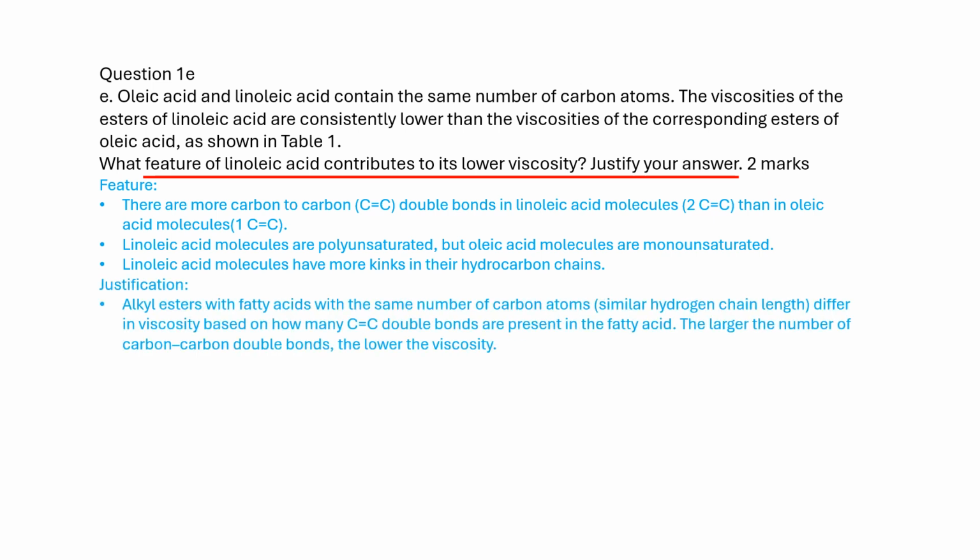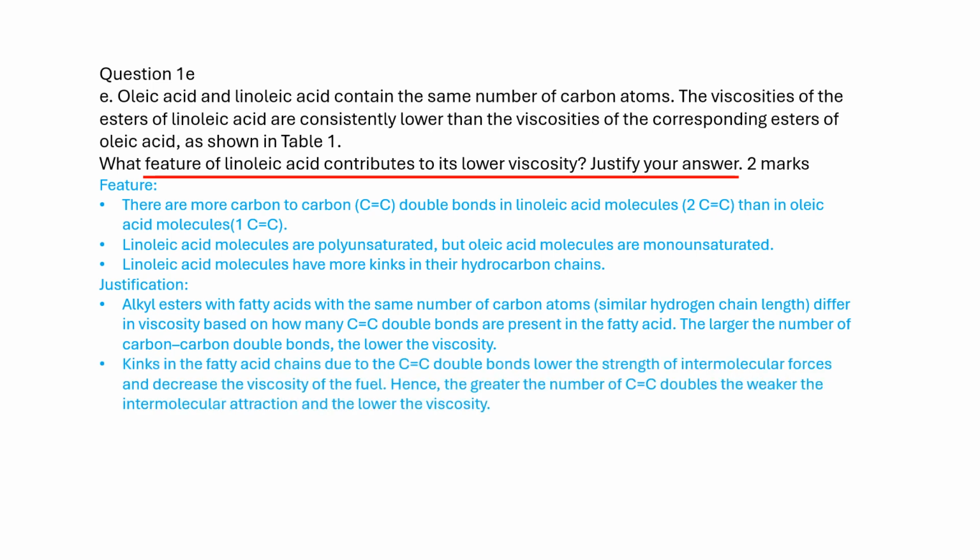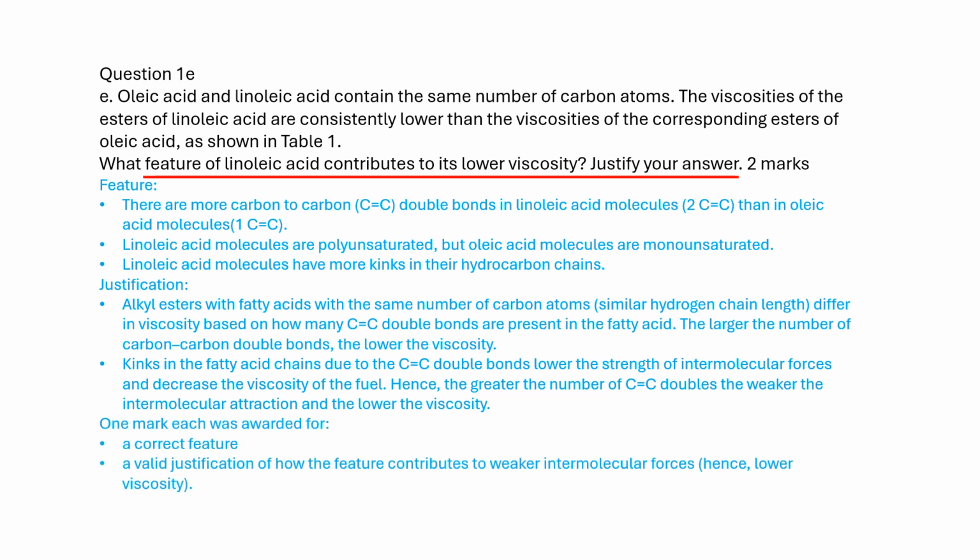Alkyl esters with fatty acids with the same number of carbon atoms and similar hydrocarbon chain length differ in viscosity based on how many double bonds are present in the fatty acid. The larger the number of carbon-carbon double bonds, the lower the viscosity. Kinks in the fatty acid chains, due to the double bonds, lower the strength of intermolecular forces and decrease the viscosity of the fuel. Hence, the greater the number of double bonds, the weaker the intermolecular attraction and the lower the viscosity.